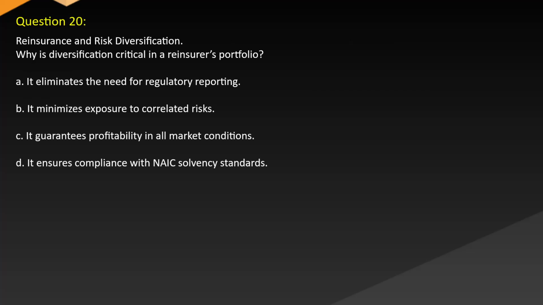Question 20. Reinsurance and risk diversification. Why is diversification critical in a reinsurer's portfolio? A. It eliminates the need for regulatory reporting. B. It minimizes exposure to correlated risks. C. It guarantees profitability in all market conditions. D. It ensures compliance with NAIC solvency standards.